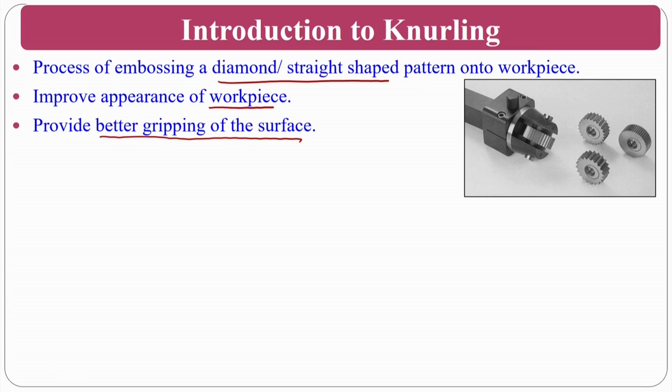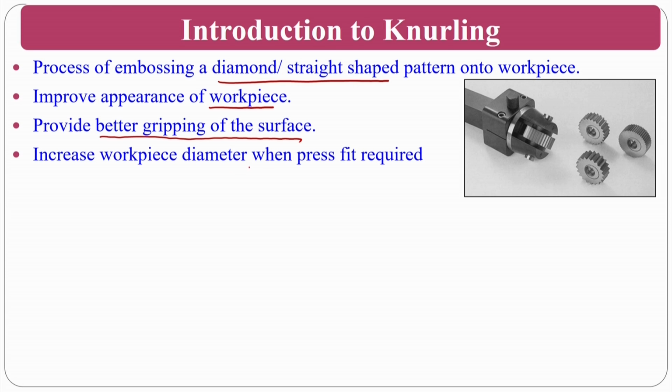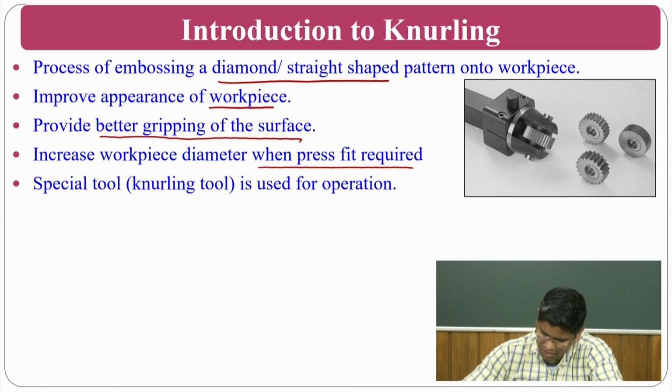Normally whenever you see our homes, locking systems and all those things will also have gripping, if they are in cylindrical shapes. So you can use the knurling process for those grippings. Okay. In case the workpiece diameter requires a press fit, you can use the knurling process. What will happen? It is a metal deforming process, because of which the dimensions will slightly change and then you can fit it perfectly. A special tool called the knurling tool is used for this particular operation.